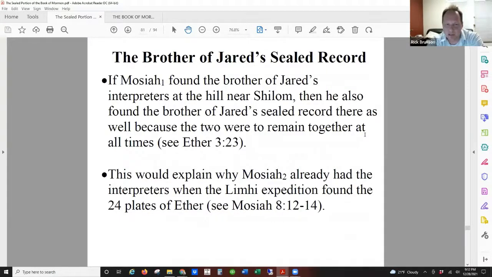If Mosiah found the brother of Jared's interpreters at the hill near Shiloh, then he also found the brother of Jared's sealed record there as well, because these two were to remain together at all times. This would explain why Mosiah II already had the interpreters when the Limhi expedition found the 24 plates of Ether. This was long before that. Does that make sense? Does everyone follow?